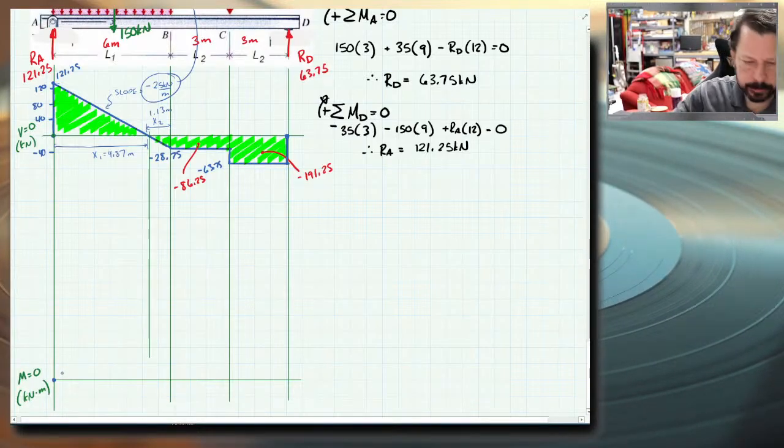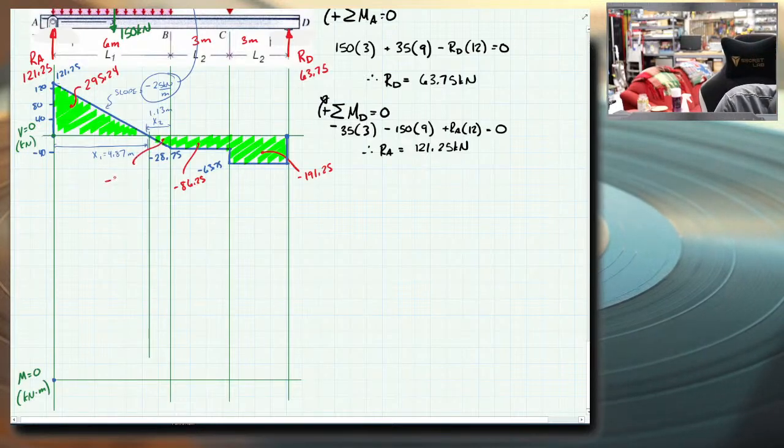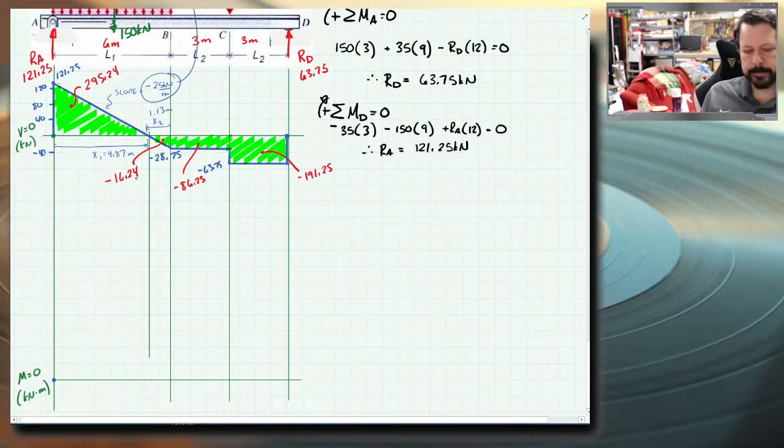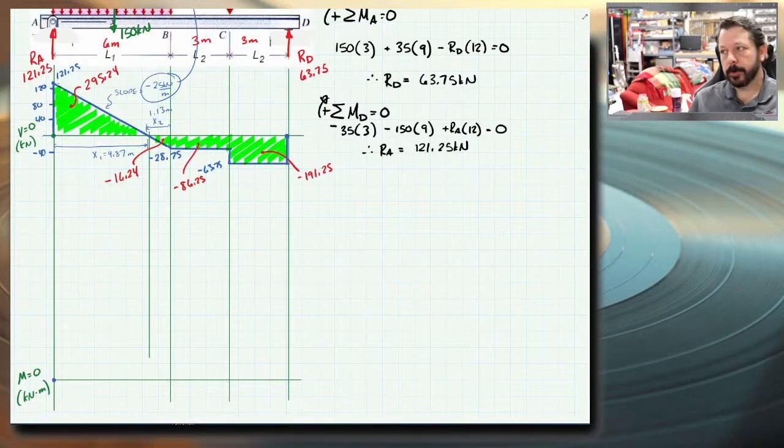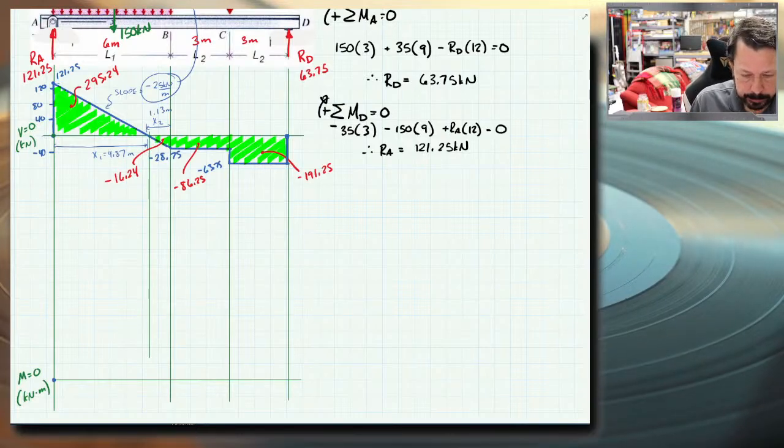All right. So we're going to go, let's see. Oh, I didn't do the area. Hold on. Now I can do the area of these two triangles. 121.75 times 4.87, but it's a triangle, so divide by 2. 295.24, and then this little one, 28.75 times 1.13 divided by 2, negative 16.24. All right, so we start at 0 for our bending moment diagram, and we gradually go up by 295, which is 0 plus 295 is 295. So that's going to be our peak, but we'll do the whole thing.